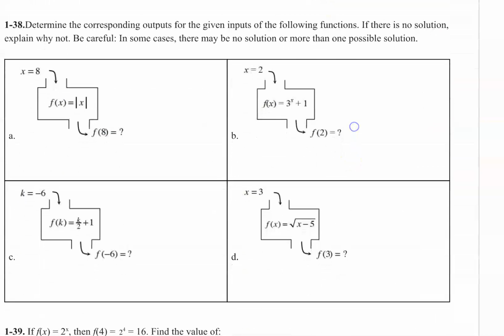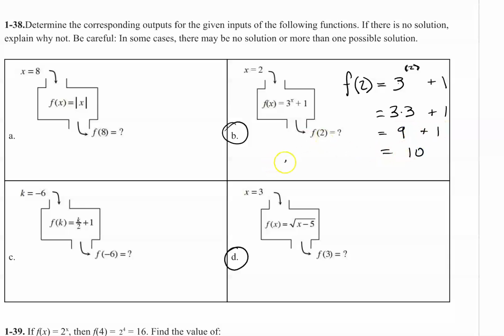Let's go on to 138. So for 138, let's look at B and D. Alright, for B, try practicing with function notation. So f of 2, the input is 2, and it's equal to 3 raised to the power 2 plus 1. I put parentheses here just because I'm plugging the number in, but that's 3 squared. So it's 3 times 3, which is 9, plus 1, that's going to be 10. So f of 2 equals 10.